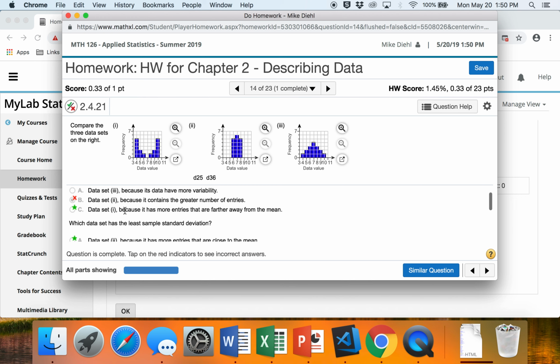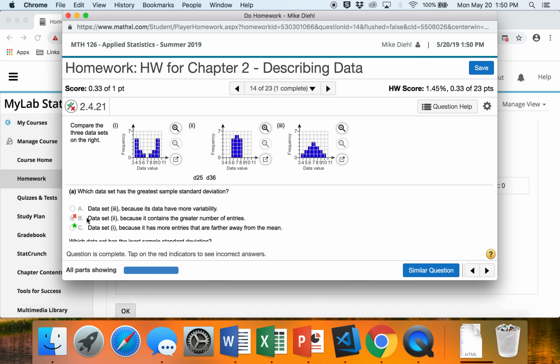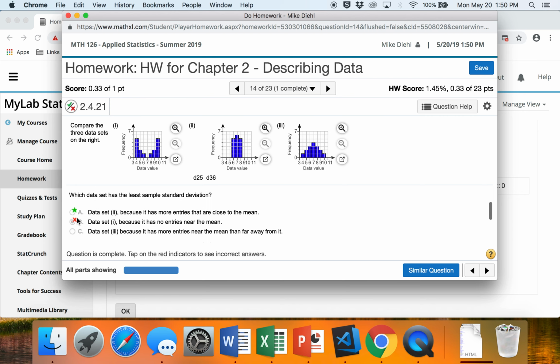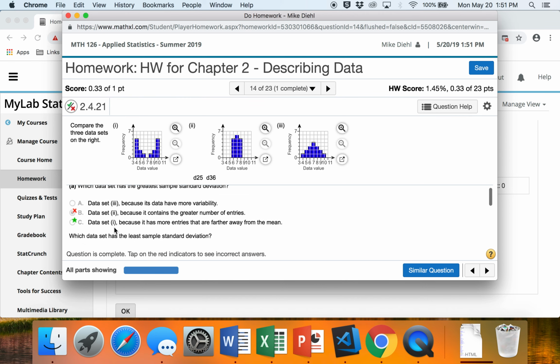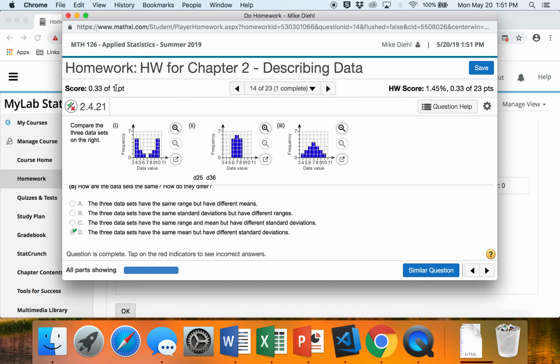Now I can still see all the parts of the problem. So for the first part of part A, I got that wrong on purpose. For the second part of part A, sorry, I got that wrong by accident. And then for the last part of the problem, I got it correct. So as you can see, it's showing you how you did. It's also telling you up here in the corner that I got basically 1/3 out of the 1 point that was offered for this problem.